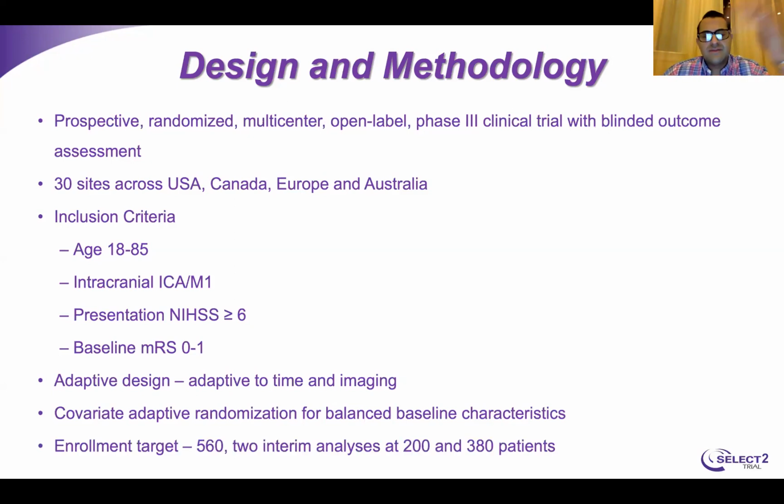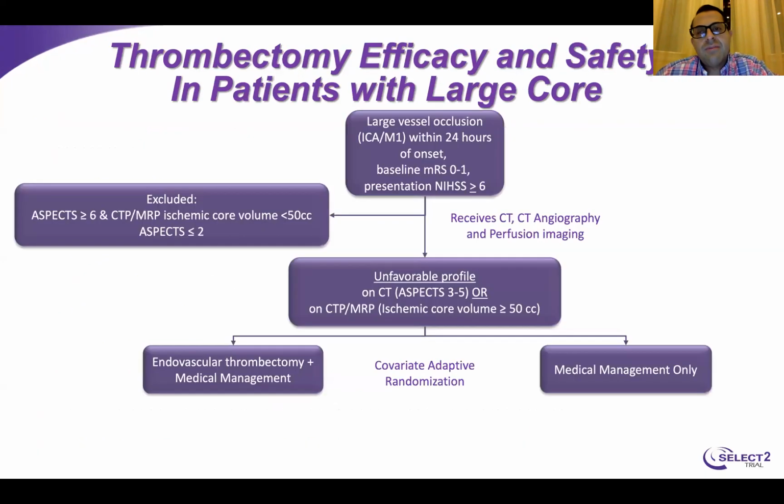CHARM is a neuroprotective study using glyburide. So the enrollment target for the study is 560 patients, and 2 interim analyses will be performed at 200 and at 380 enrollments. So the thrombectomy efficacy and safety in patients with large core.